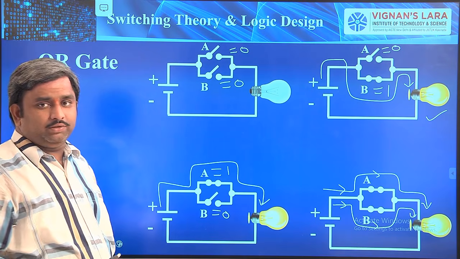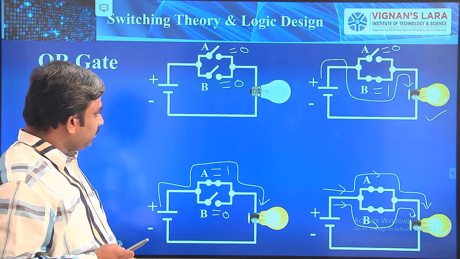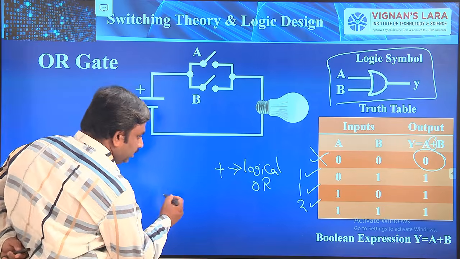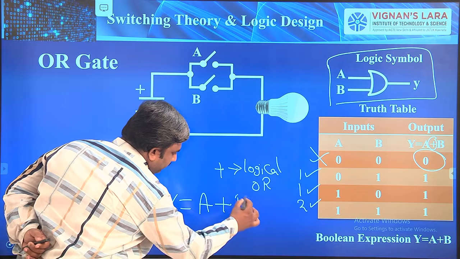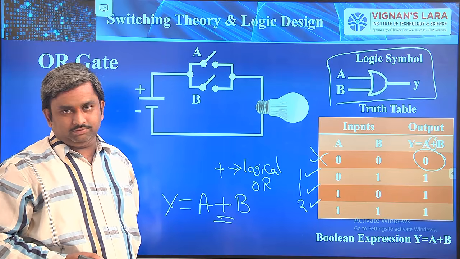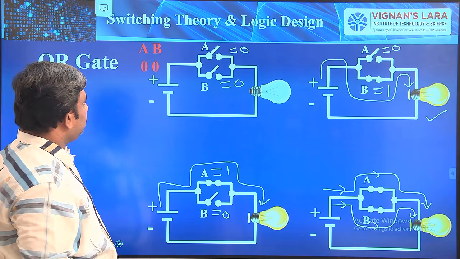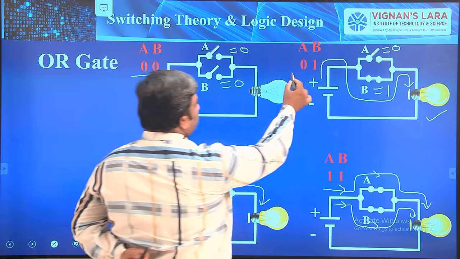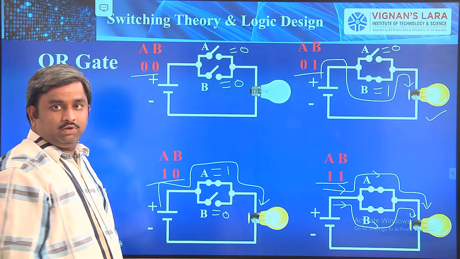Remember this one. Once again, you have to see this OR gate operation. Note that the Boolean function for this OR gate is equal to A plus B, where this plus is nothing but the logical OR operation. So I have mentioned here the 0 0 condition, 0 1 condition, 1 0 condition, 1 1 condition.